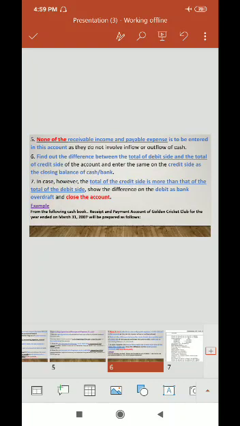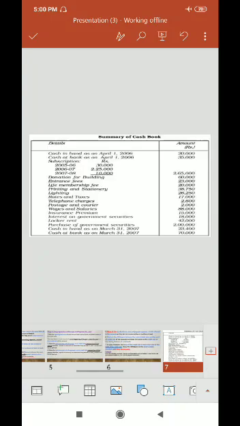In case, however, the total of the credit side is more than the total of the debit side, meaning your payments are more than your receipts, obviously you will end up with a bank overdraft, and it should be shown on the debit side of your account. Like this, you are going to close the accounts. Hope you have understood the easy, simple steps to prepare a receipts and payments account. If you are perfect with the steps, we shall try to solve one problem, which is very simple.